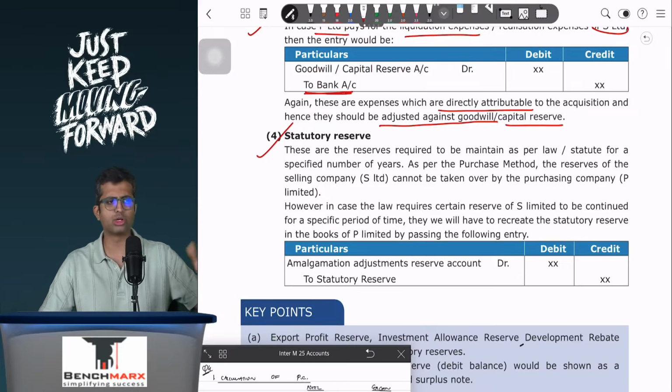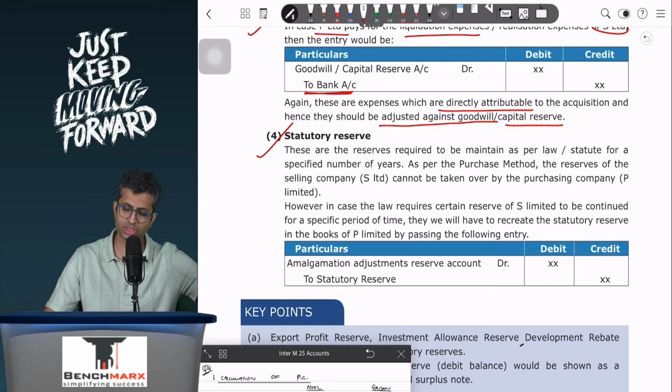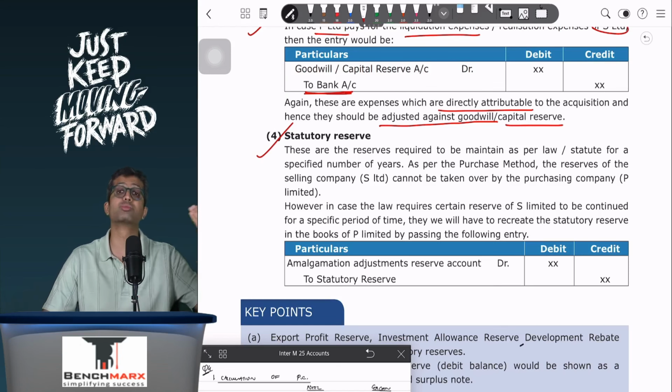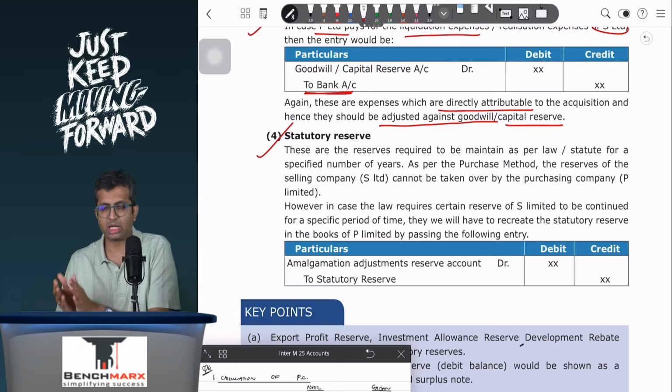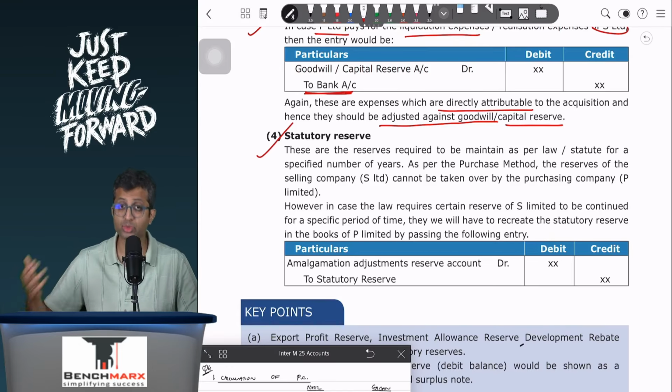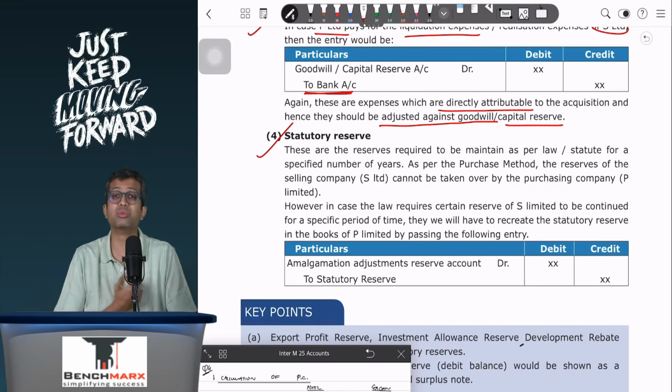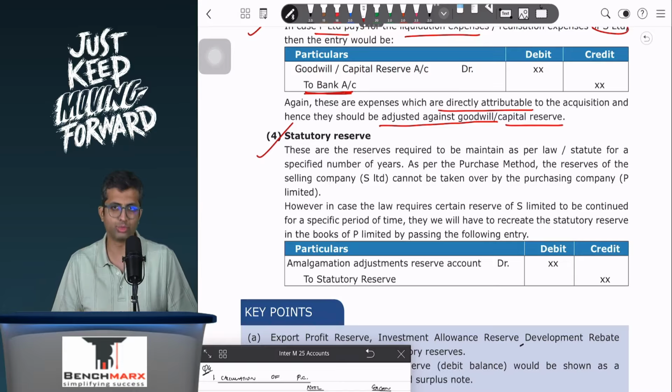Once the statutory reserve is no longer required, let's say after 3 years, then you will debit the statutory reserve and credit the amalgamation adjustment account. Till that time, this amalgamation adjustment account or reserve will be shown along with the reserves and surplus. So the statutory reserve will be a credit balance in reserves, and the amalgamation adjustment reserve will be a debit balance which will be shown within the reserves.